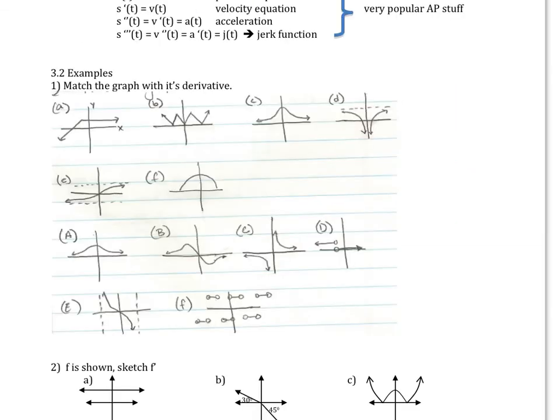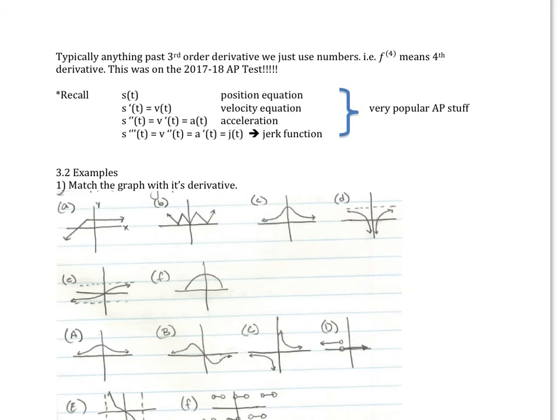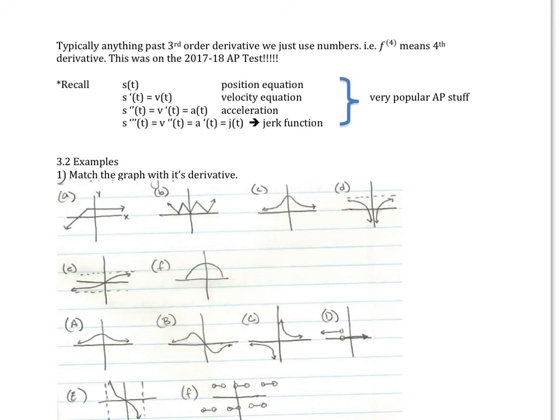And let's take a look at these higher order derivatives. Typically, anything past the third order derivative, we just use numbers. In other words, f to the fourth means the fourth derivative, and so this I just told you that I said. So look at over here.